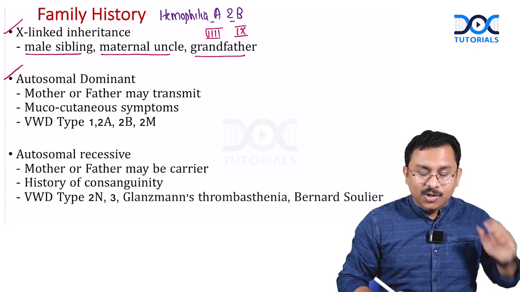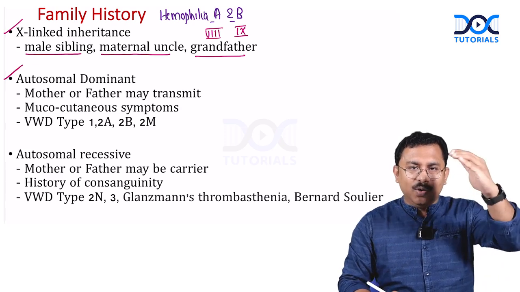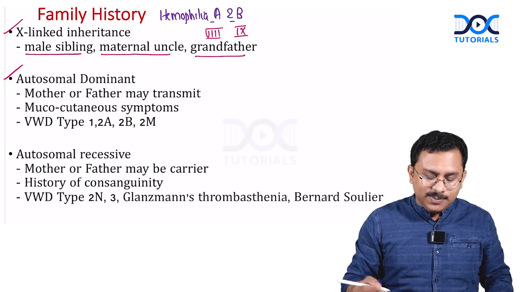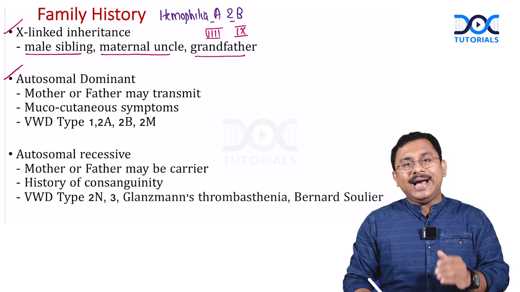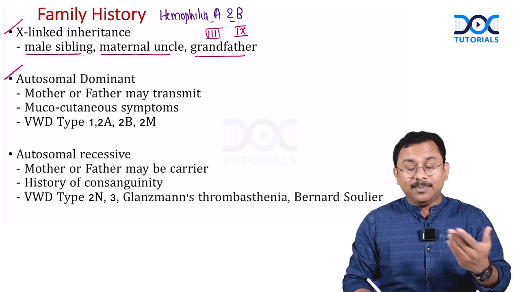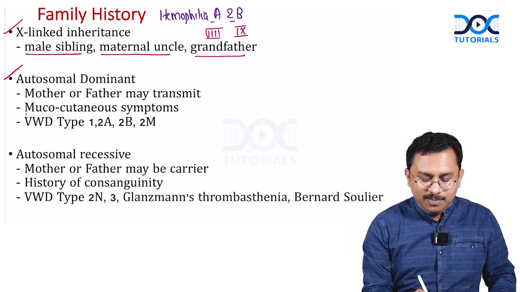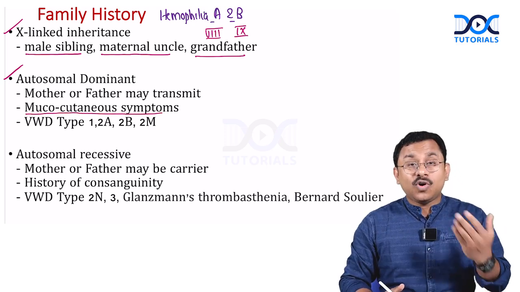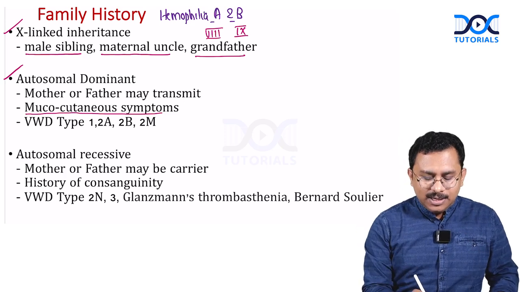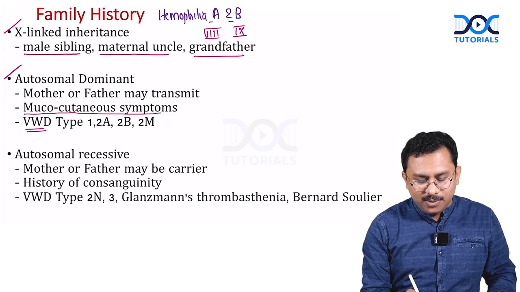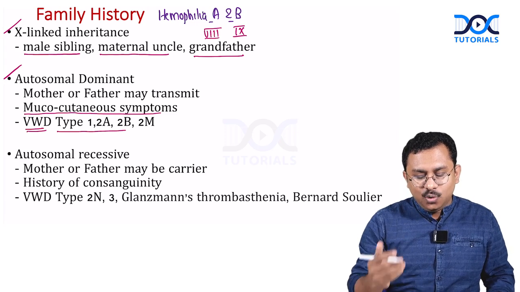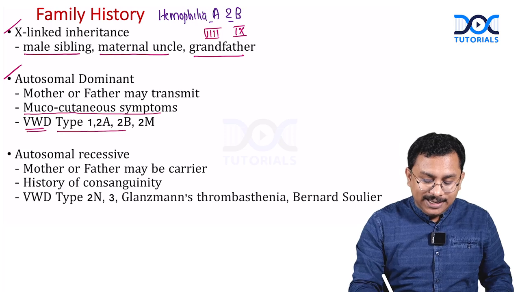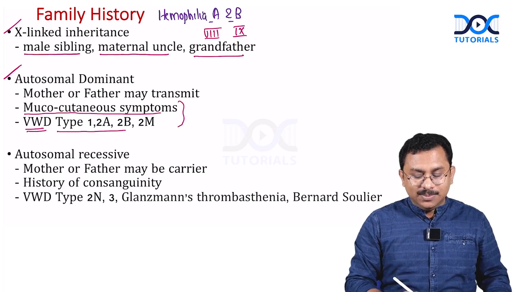Whereas what about autosomal dominant bleeding disorder? Here there will be good penetrance among families. Either the father or mother may transmit the disease, and most of them will have disorders of primary hemostasis. They have mucocutaneous symptoms. As I told you, mucocutaneous symptoms are more common with primary hemostatic defects. For example, von Willebrand disease type 1, 2A, 2B, 2M. These are likely to have mucocutaneous symptoms.